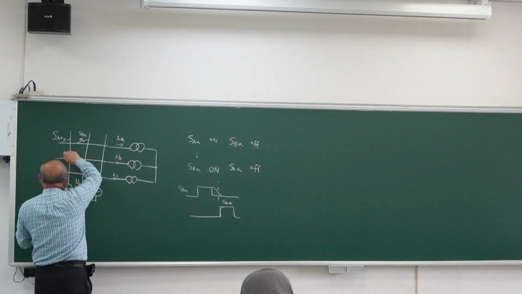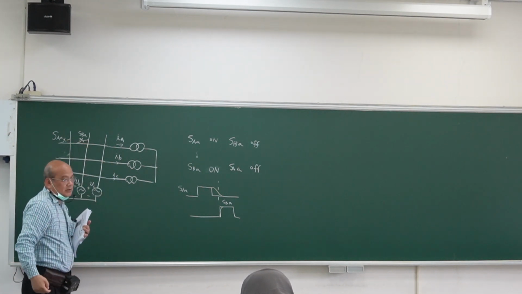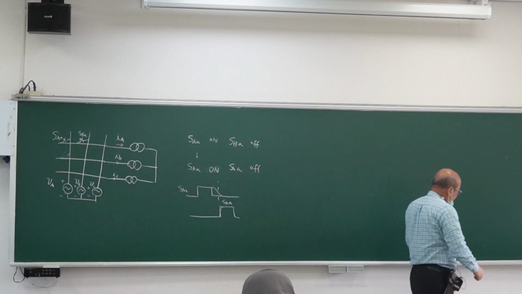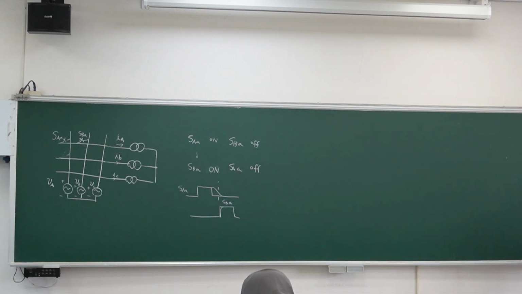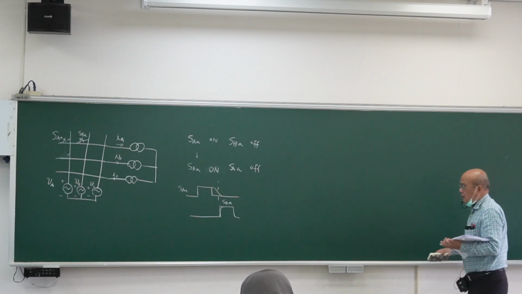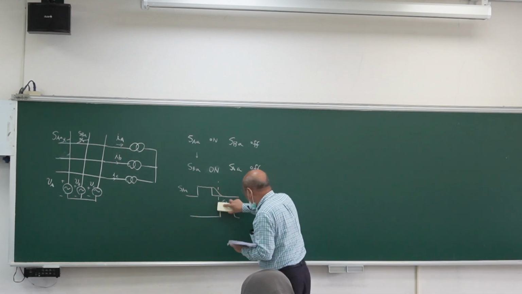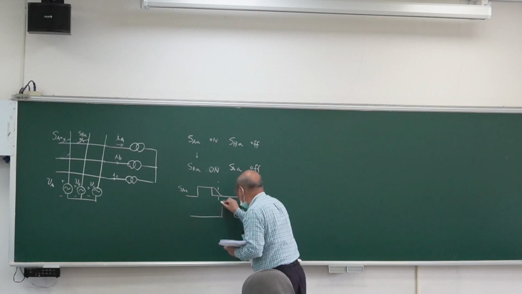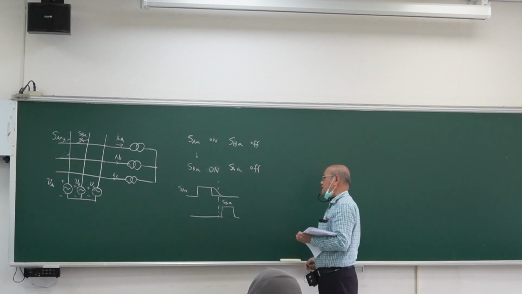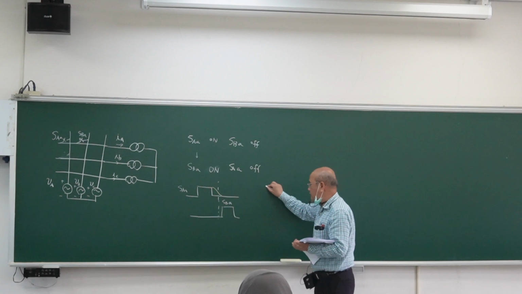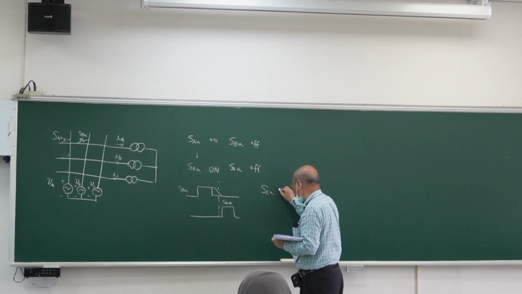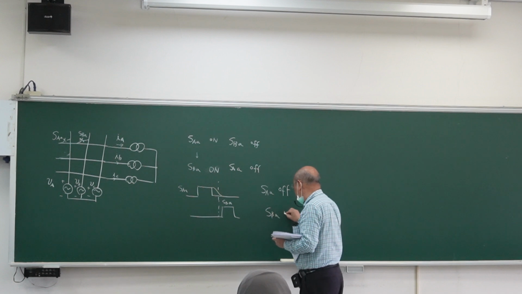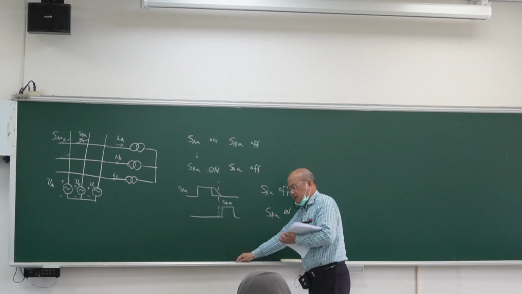If you overlap, then what happens? Short circuit. So you have to wait until SAA totally turns off. Then you can turn on SBA. So you have to wait. You have to delay maybe here to make sure SAA turns off. SAA off. Then you can turn on SBA. This is the fundamental idea.